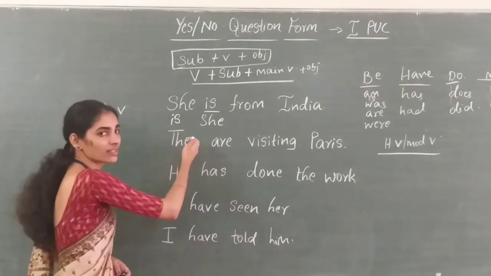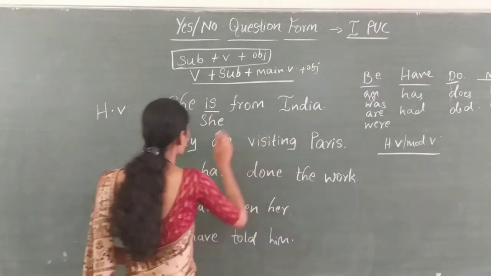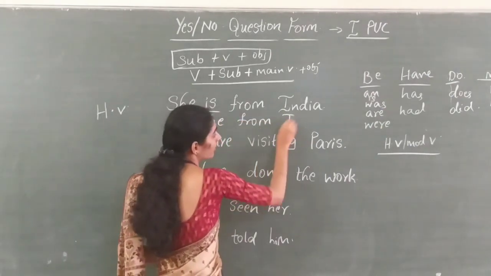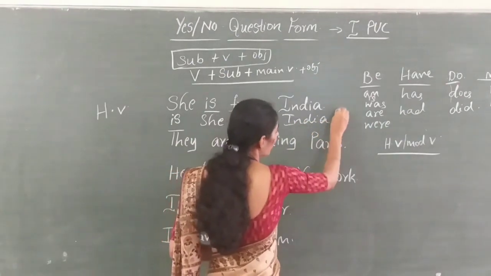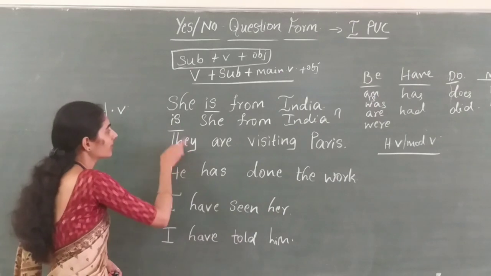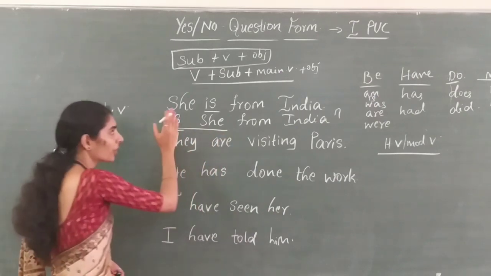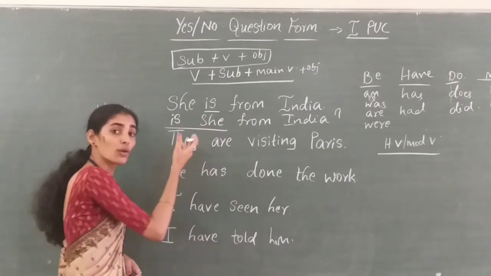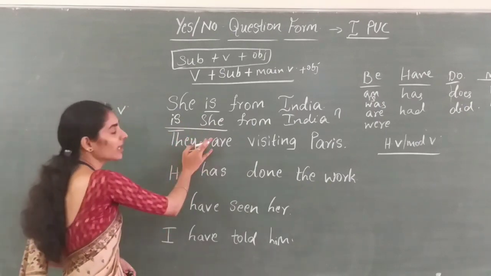So this is very simple. She is from India. Now, is she from India? There should be a question mark. Is she from India? So this is the question. I hope you understood this. What do you need to do? This is very simple. Just invert the position of subject and verb while framing a question.